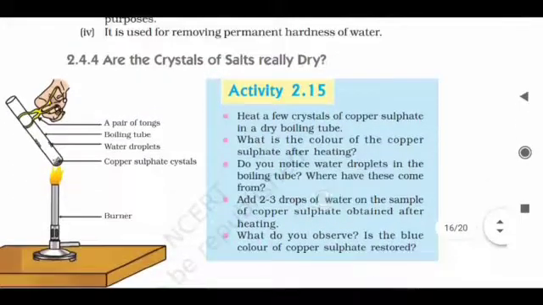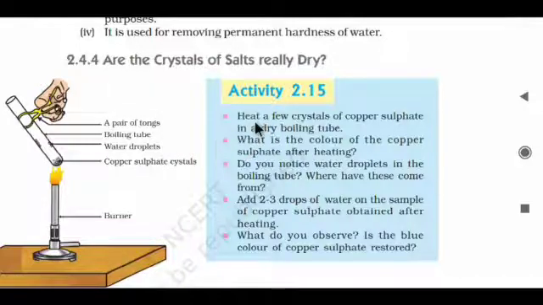Here is the last activity of this chapter, 2.4.4. Are the crystals of salt really dry? If you are trying to make a crystal of salt from sea water or brine water, whatever you find as a product, will it be really dry or does it just appear dry?